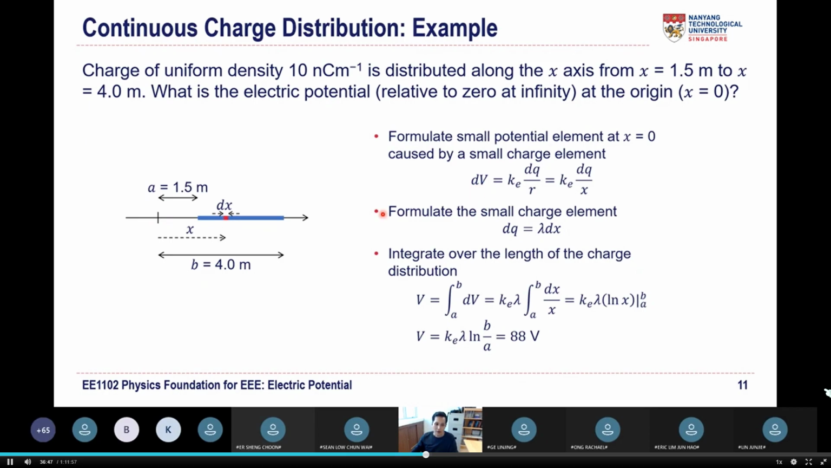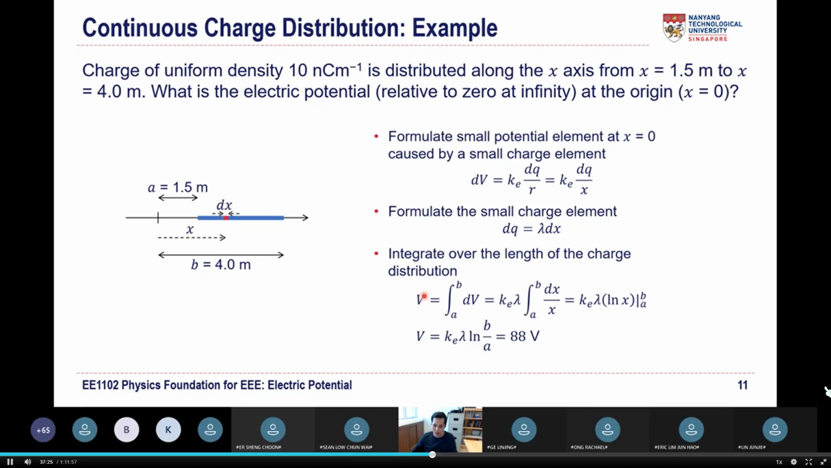Now, because we have a uniform charge density, the small charge dq in that small element is going to be lambda times dx, where dx is the length of that small element, multiplied by the line charge density. That gives you how much small charge is located within that dx.